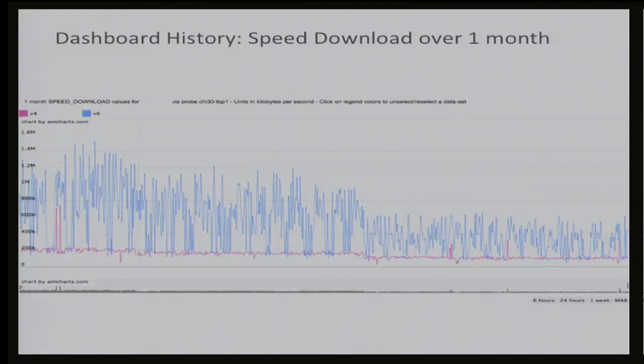I will point out that because I had a tools developer build this tool, the measurements here, on the y-axis, are in kilobytes per second rather than kilobits per second. A network engineer would have used kilobits per second.